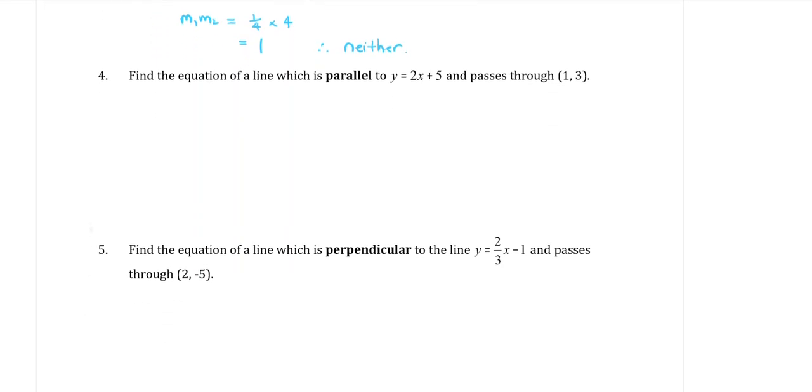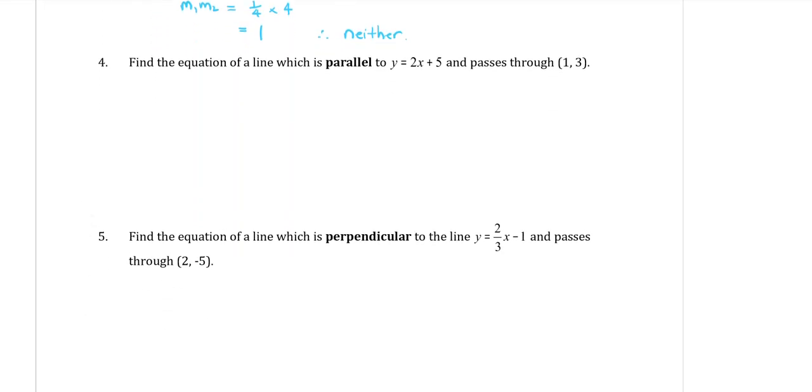Question 4. Find the equation of a line which is parallel to y equals 2x plus 5. What that first line gives me is the gradient, and it's telling me that the gradient is 2. Because that's parallel, that's the gradient that I want. It has to be equal to that gradient. m is equal to 2. And it passes through the point (1, 3), so I have a point and a gradient, which means that I can use my point gradient formula.